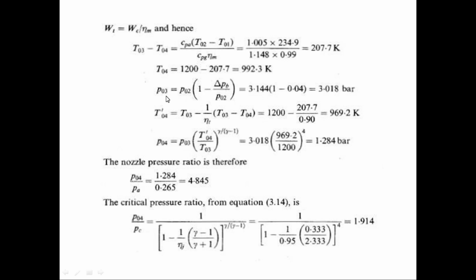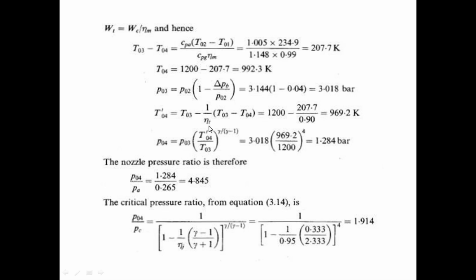Similarly, you can find out the value of P03, which will be equal to P02 times (1 minus delta PB by P02). This is the pressure loss in the combustion chamber divided by P02, which is 4% of the compressor delivery pressure. So P03 will come out to be 3.018 bar.